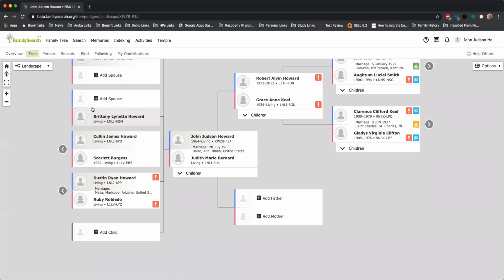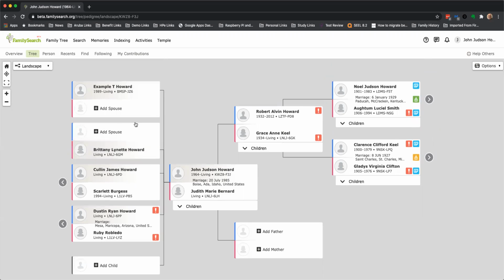Now, one of the things about beta: once a year, FamilySearch will take a snapshot of production data and put it in beta. So your beta data will always be behind. It doesn't update from production to beta or beta to production. It's a static picture of a point in time, but it's a sandbox in which you can do things without messing up your production information.